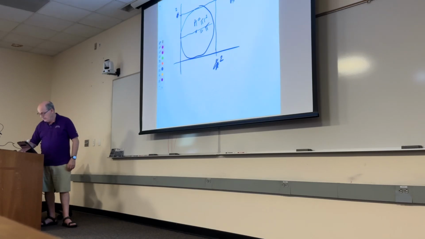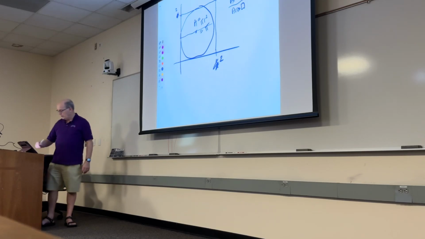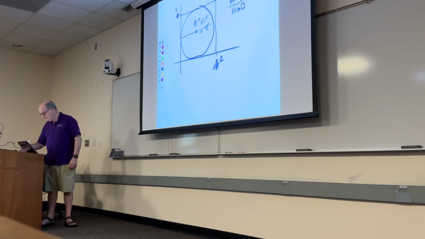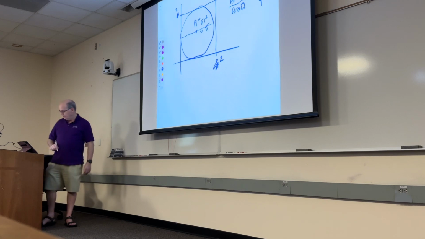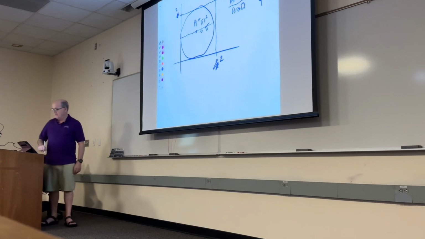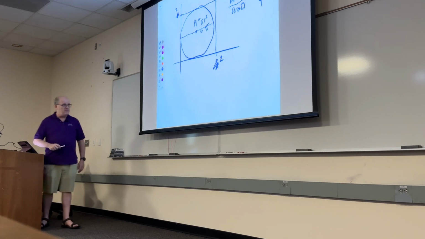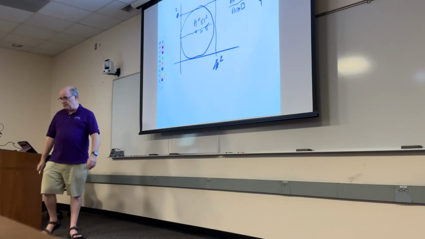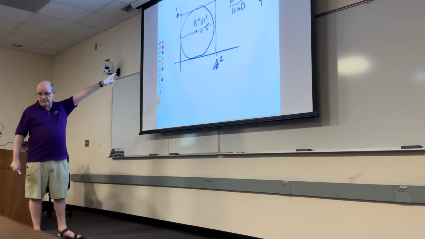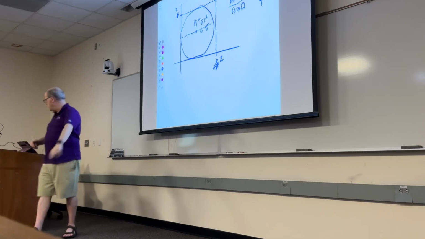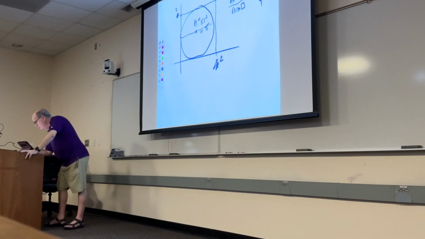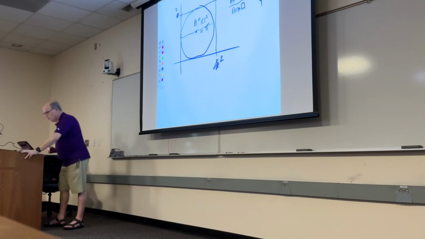Area of the circle divided by the area of the square. Pi over 4. Pi over 4, right? This is about 0.78 or so. So if you shoot 1,000 random numbers at this, it's about 78%. You can calculate it on your computer if you want.